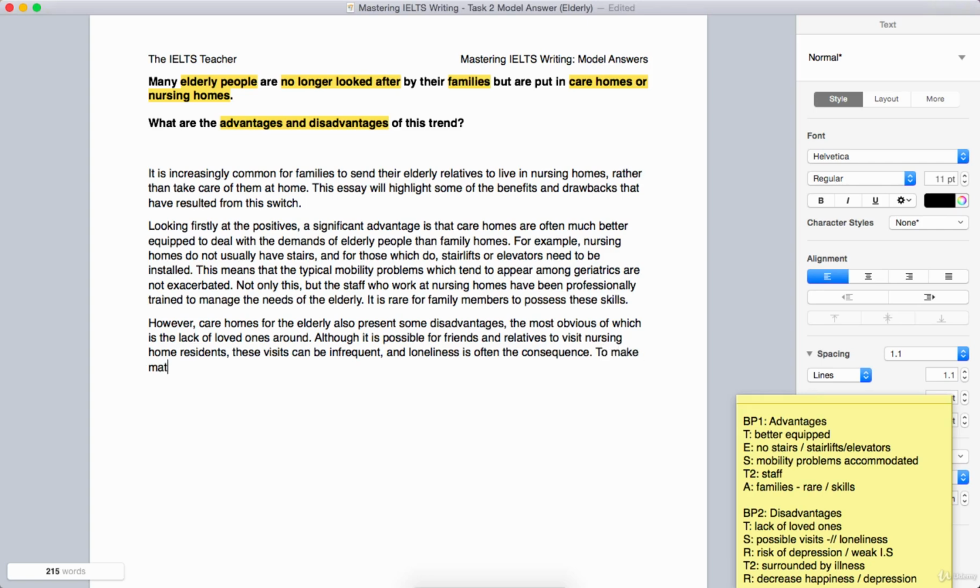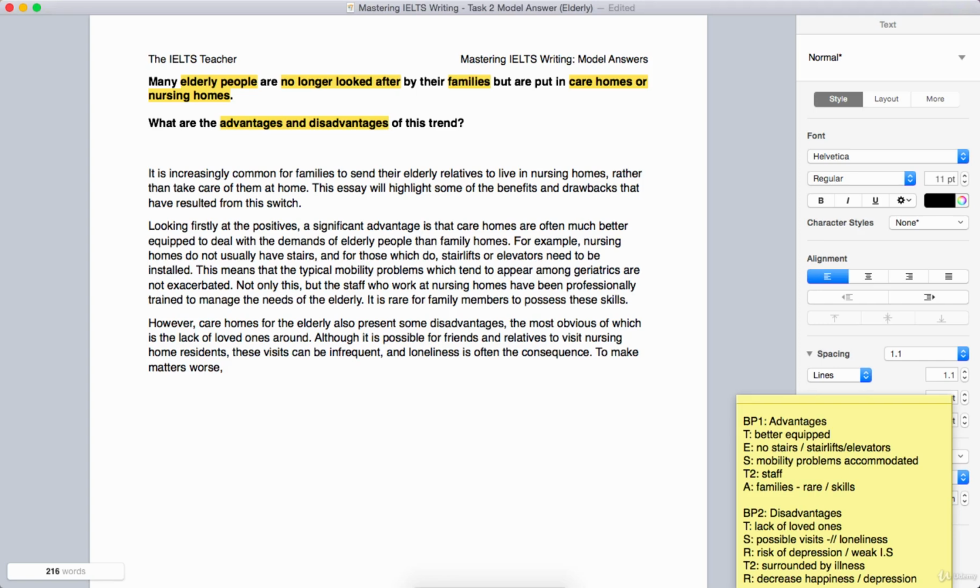To make matters worse, which is an expression which indicates that we have acknowledged that there is already a problem, but here we're showing how the problem is even worse than we first thought. So we have a problem, here's how the problem is even worse. To make matters worse. A nice expression for when you're looking at a very negative paragraph.